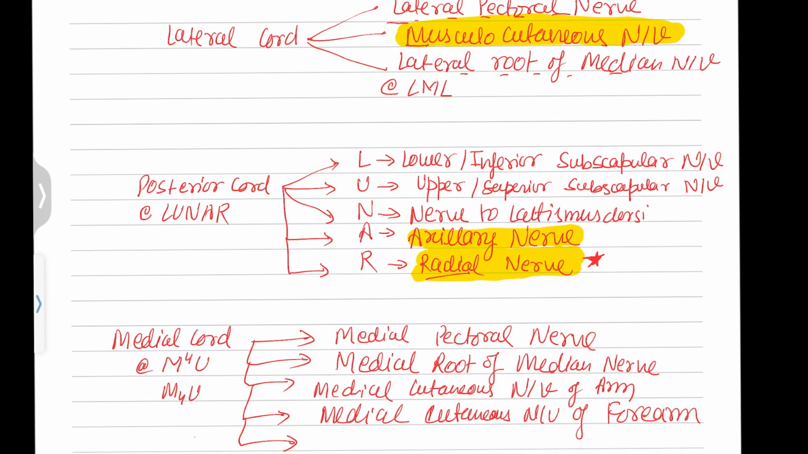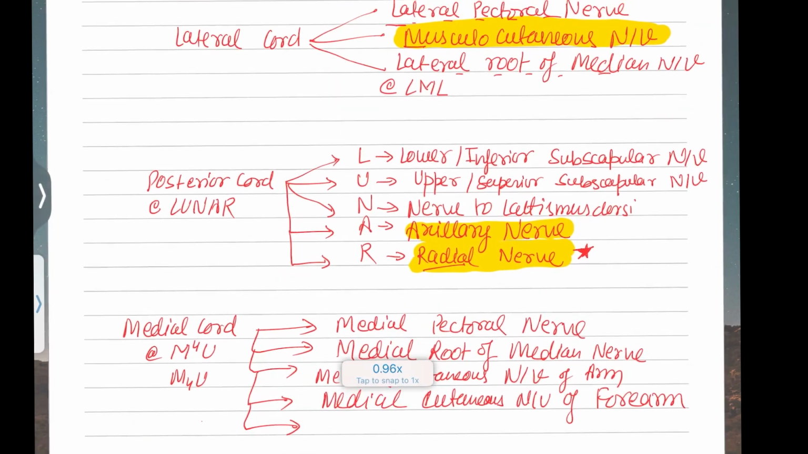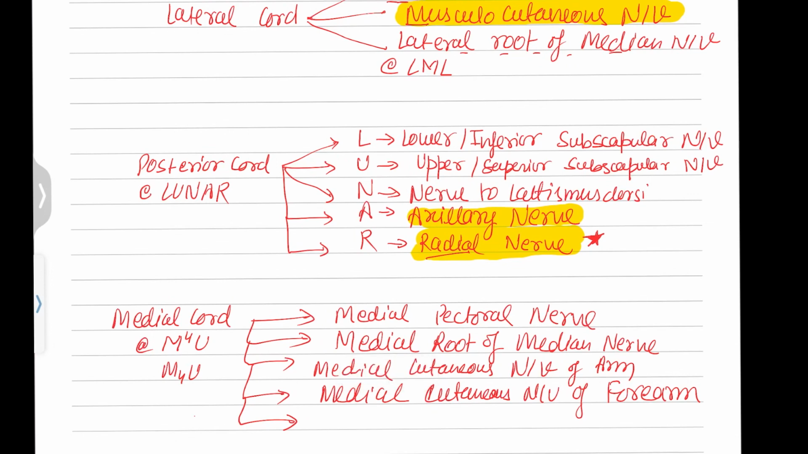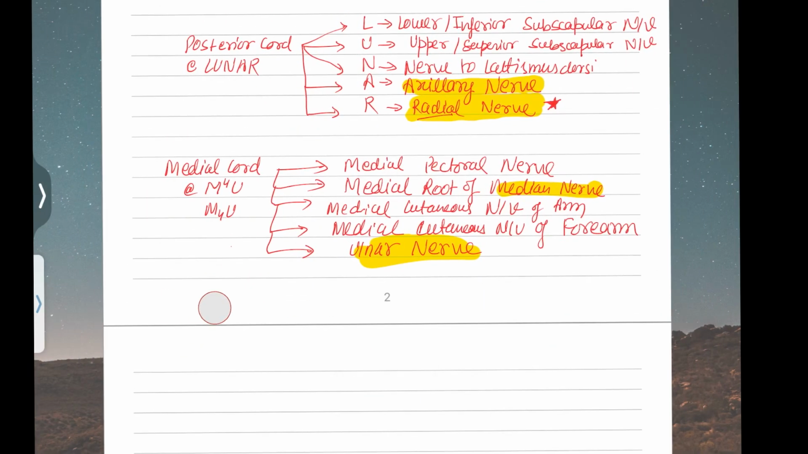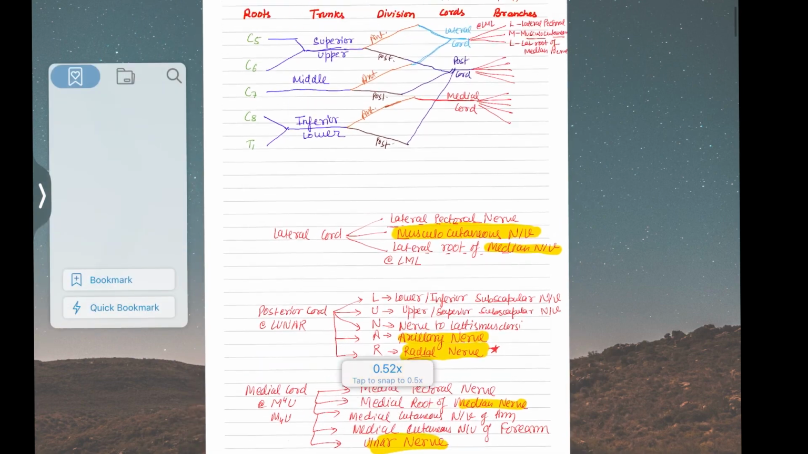And then last but not the least, one very major nerve we are going to study, that is the ulnar nerve. Let me tell you, this is an important nerve. See, the lateral root and the medial root of the median nerve are going to join together and form the median nerve. So yeah, median nerve is also important. These are the major nerves. So let me tell you something now.